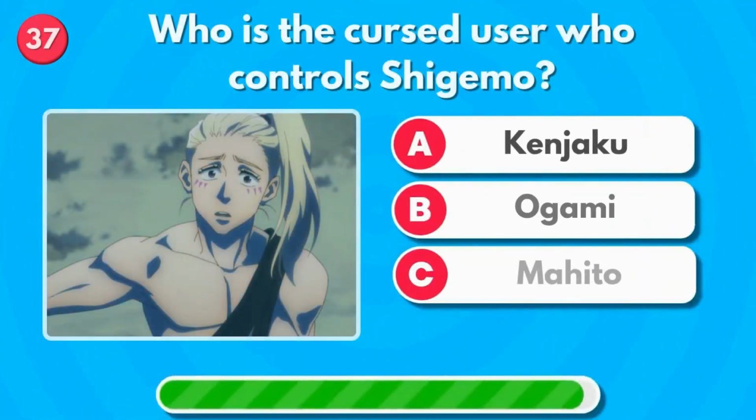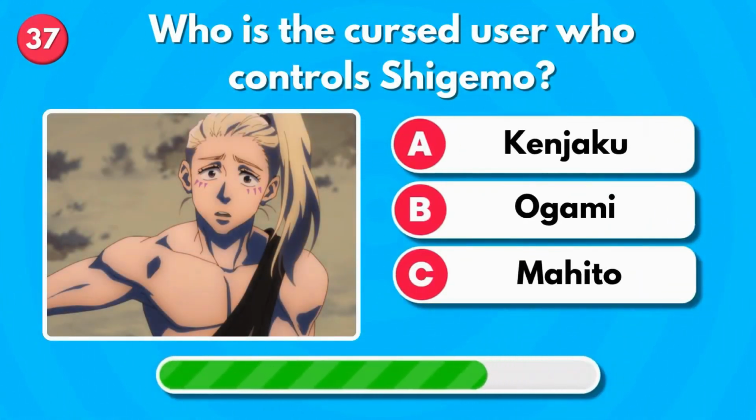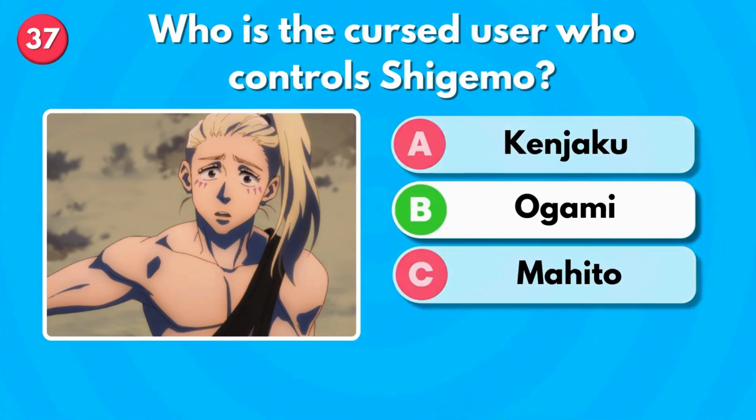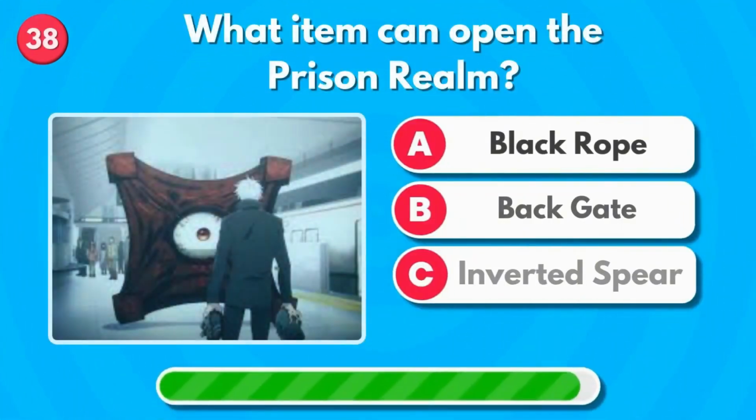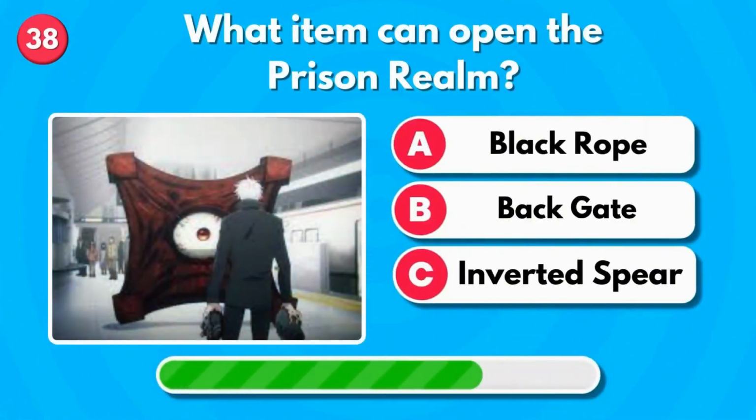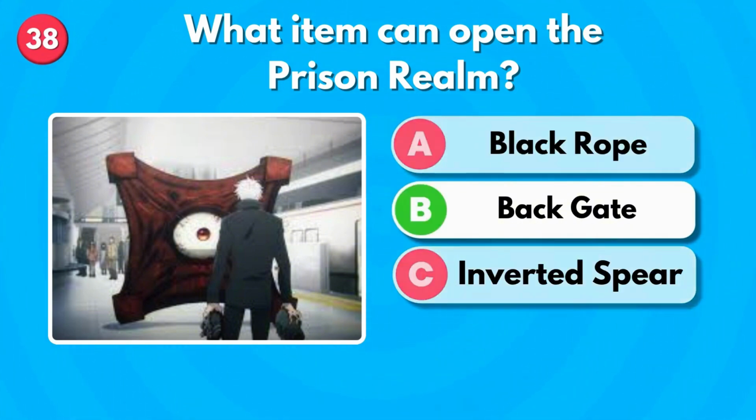Who is the cursed user who controls Shigemo? Ogami. What item can open the prison realm? Back gate.